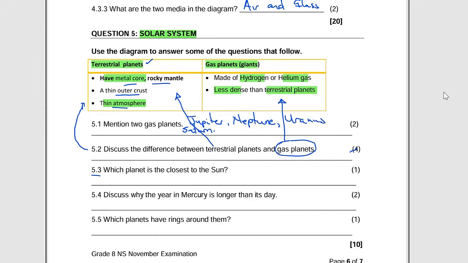Then 5.3 says which planet is the closest to the sun, right? So the planet that is closest to the sun is Mercury. Then discuss why the year on Mercury is longer than its day, right? It is because Mercury spins slower than it rotates. So that's our answer then.